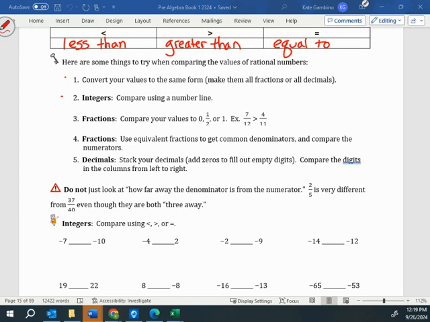I like to compare them to my thermometers. I know the negative numbers in temperature are going to be a lot colder. The bigger that negative number looks, the colder it is. So it's actually smaller in number. So think about that number line, think about that thermometer as you're comparing those positives and negatives.